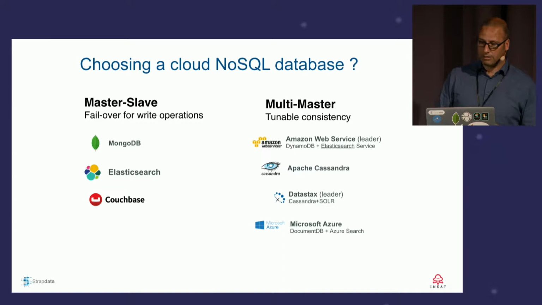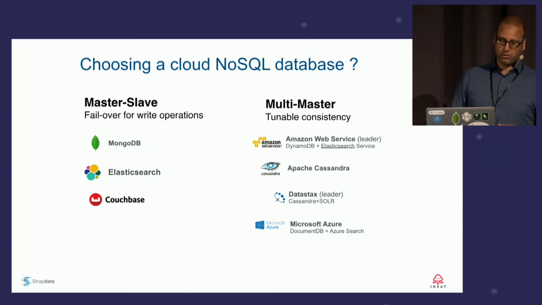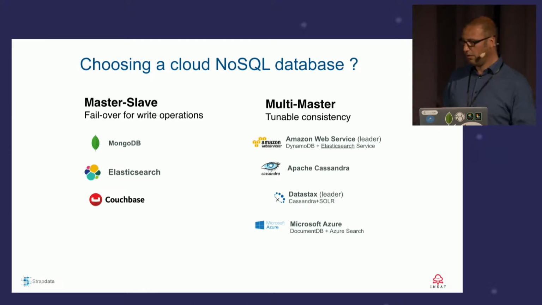So if you choose a master-slave NoSQL distributed database, it would say that you are focused on consistency, but you probably lose some availability in case of a network failure. But if you choose a multi-master database, you will have more availability, and you will have tunable consistency. The first multi-master database on the market was Amazon DynamoDB. It's pretty popular now. And in 2008, Facebook also developed Apache Cassandra, which is now an open source project. And there are also some other cloud databases offering a multi-master configuration.